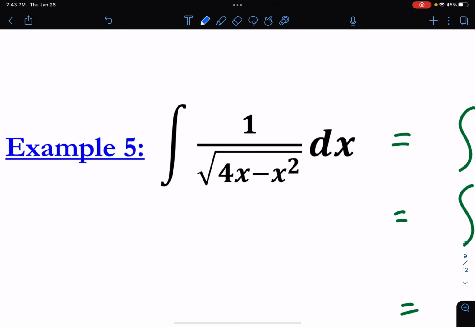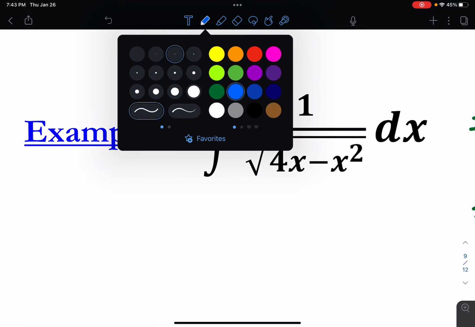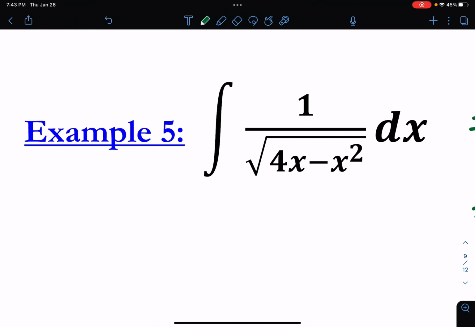Example 5 here. This one's a little trickier. Okay, so first thing I notice in my square root is I don't like the way these terms are written.